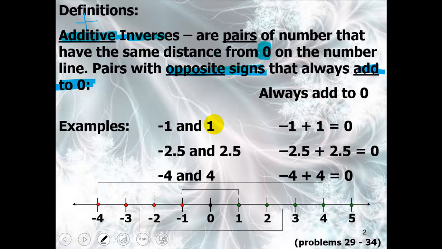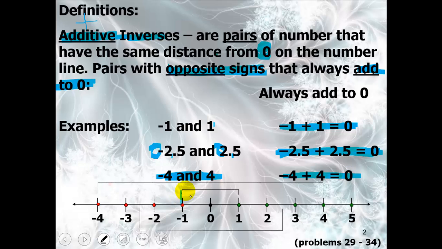-1 and 1, they're additive inverses. Why? Because they're a pair of ones with opposite signs. And when you add them, it adds to 0. -2.5 and 2.5. They're additive inverses because they have the same numeric value and opposite signs. Okay? And when you add them, they equal 0. Right? -4 and 4, when you add them, you get 0. And the reason that you get 0 is because they're the same distance apart but going in different directions.